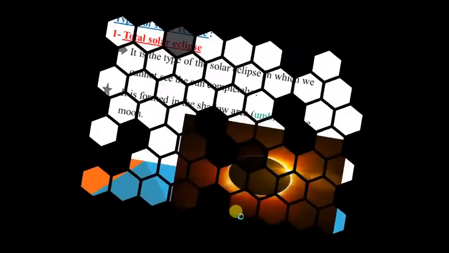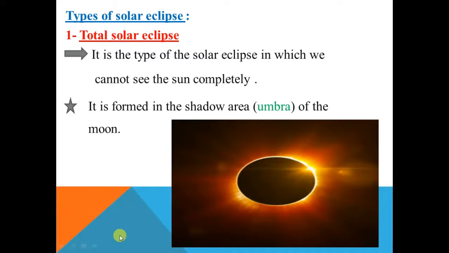So, from this video, we can conclude that there are three types of solar eclipse. The first one is the total solar eclipse. What is the total solar eclipse? A total solar eclipse is a type of solar eclipse in which we cannot see the sun completely. This type of solar eclipse is formed in the shadow area or umbra of the moon. That means the moon hides the sun completely.